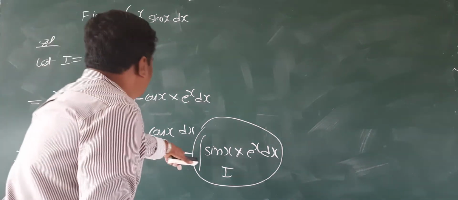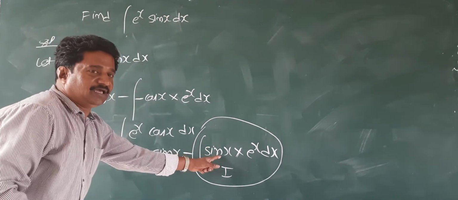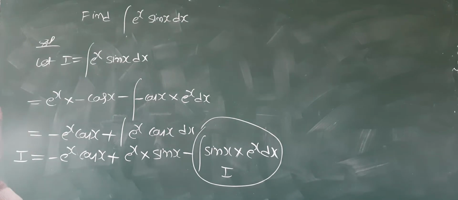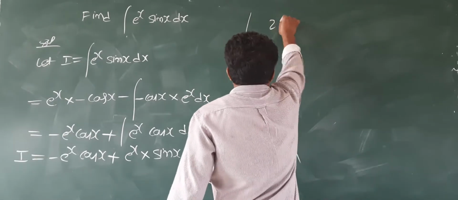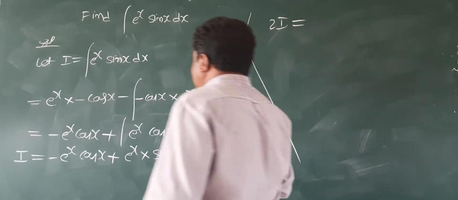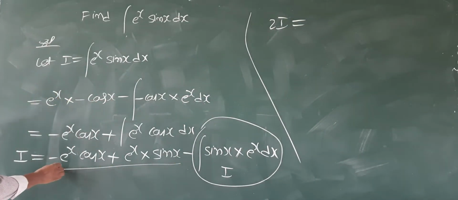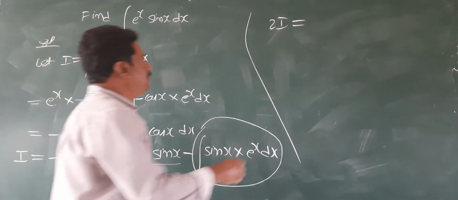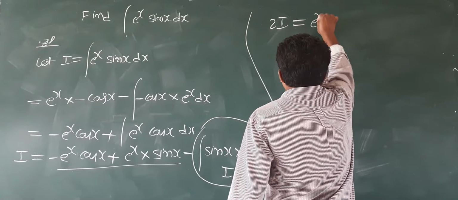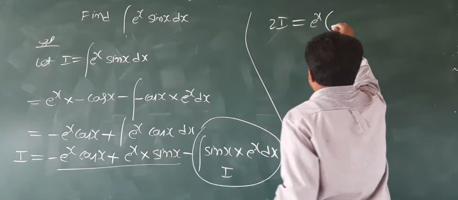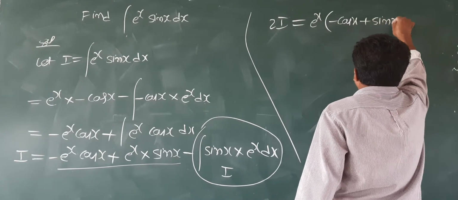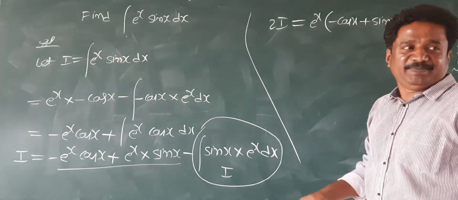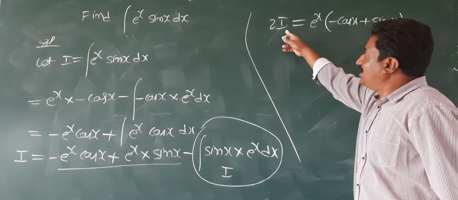Substitute in that. Minus I. Bring that minus I to this side. I plus I, 2I. So 2I is equal to, tell me the common factor from these 2 terms. E power x common. Remaining is minus cos x plus sin x.